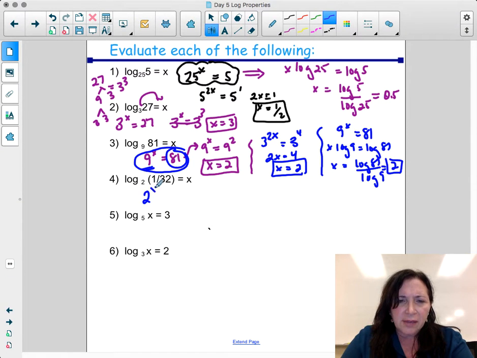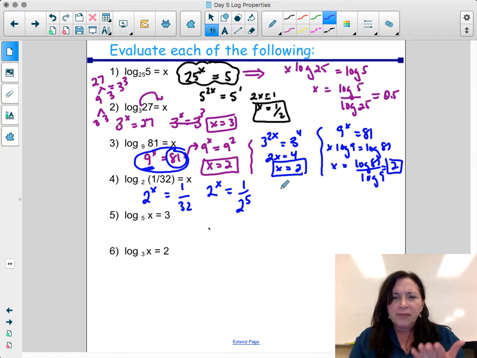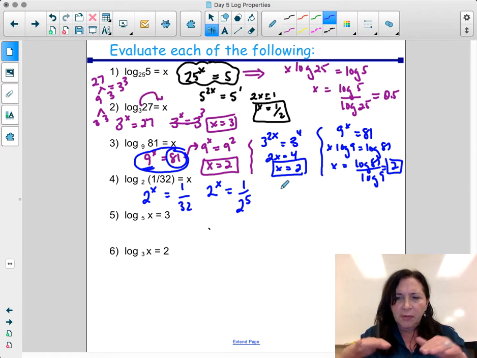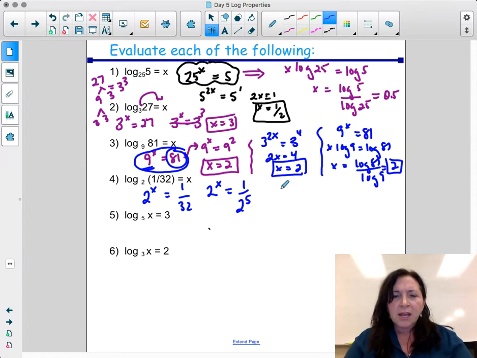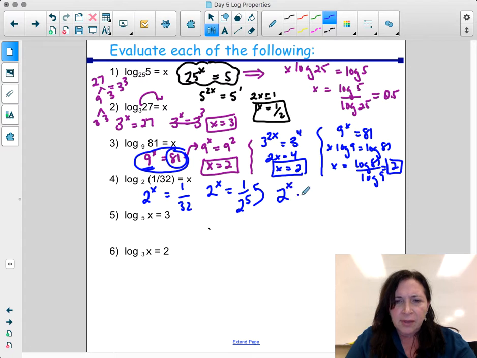The next problem says 2 to the x power equals 1 over 32. Rewriting 1 over 32 gives me 2 to the x power equals 1 over 2 to the 5th power. Remember, the bases have to be the same, on the same playing field, the same level. So you're going to need to bring this 2 to the 5th power up top. When doing that, you end up getting 2 to the x power equals 2 to the negative 5 power. Bases are the same, so I can set my exponents equal to each other.